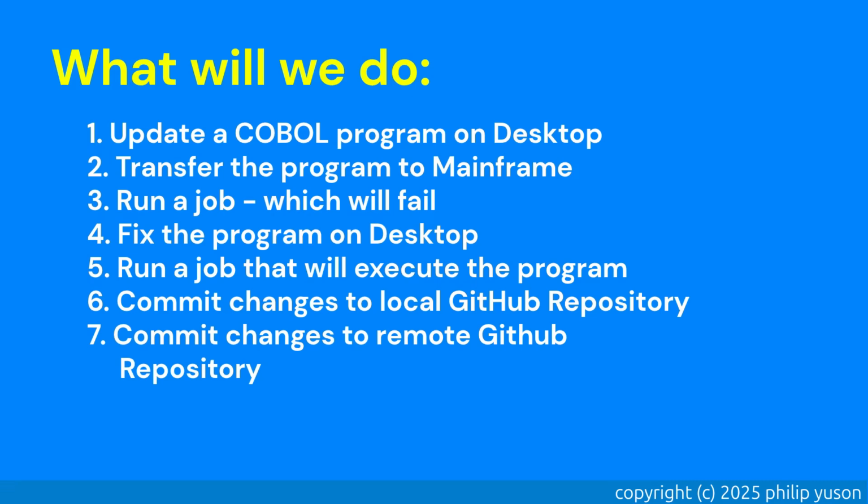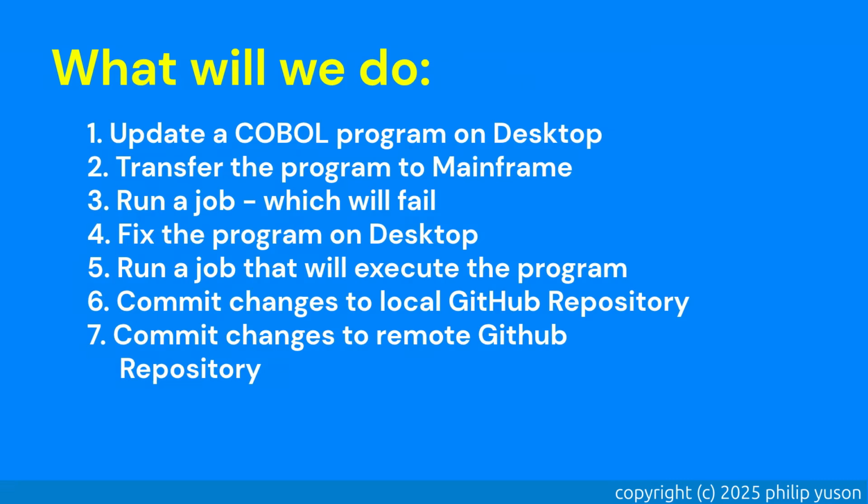We will then submit that same job, and for our example, it will fail. We will fix the program on the desktop and transfer the program to the mainframe and run the job. This job will end successfully, and then we will commit the change of the source code on the desktop to the local GitHub repository. Lastly, commit the changes to the remote GitHub repository.